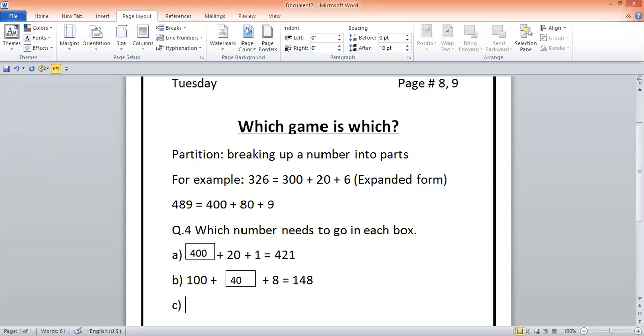Now, what is C? C is dash plus 70 plus 7 is equals to 777. What should I write in the box here? Dash plus 70 plus 7.